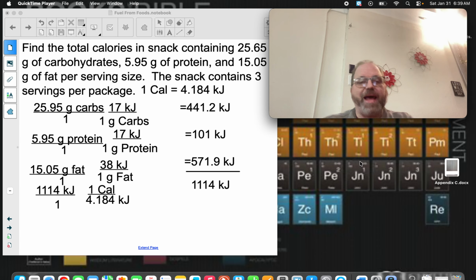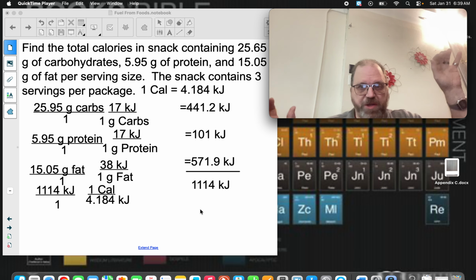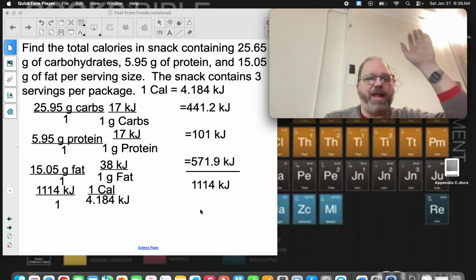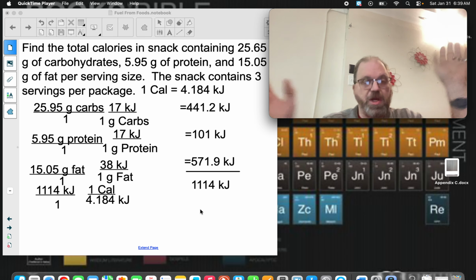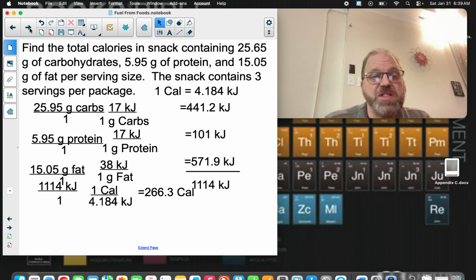Okay, this is what I was talking about before. Those thousands cross out that I showed you. So we can say that 1 calorie is actually 4.184 kilojoules, make it a quicker problem. Make it a little simpler for ourselves. If I know that 1,000 calories is in a calorie and 1,000 joules is a kilojoule, those thousands, we can also say that 1 capital C food calorie is equal to 4.184 kilojoules. So kilojoules cross out, we get 266.3 calories.